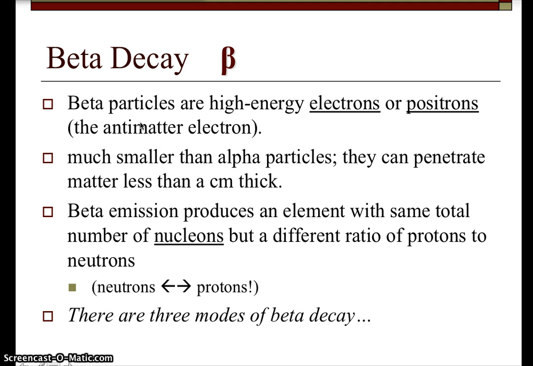For beta decay, beta particles can be actually a couple of different things. This is a category of radioactive decay. You could have electrons or positrons. Positron being the antimatter version of an electron. They're much smaller than alpha particles, so they can penetrate through matter a little bit further, although still relatively easily blocked. Beta emission, in general, is going to give you an element with the same number of nucleons, meaning the mass does not change. No change for the mass. But it is going to change the ratio of protons to neutrons, which means you're actually converting protons to neutrons or the other way around.